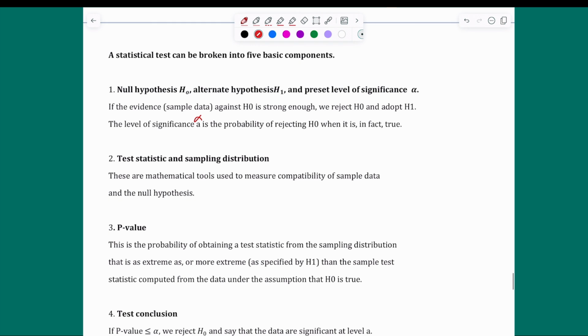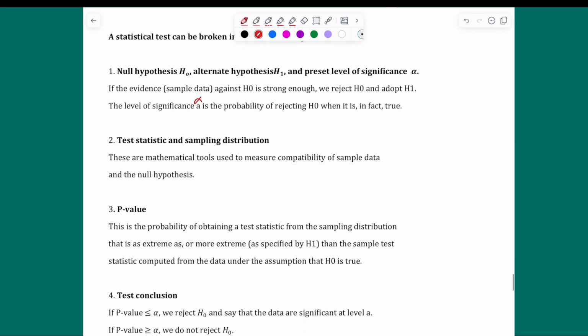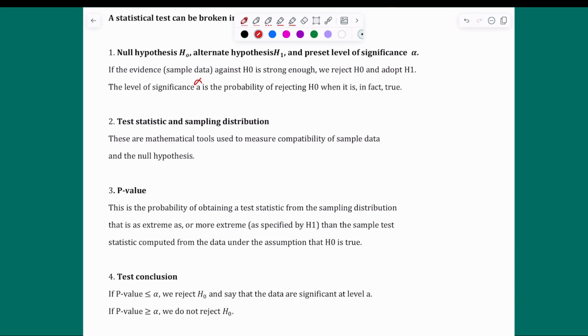The test statistic and sampling distribution are the mathematical tools used to measure compatibility of sample data and the null hypothesis. We compute the test statistic based on the sampling distribution we're using. So if it was a z-test, then we were using the standard normal distribution, and that's how we decided the test statistic. To find the p-value, you use that sampling distribution. This is the probability of attaining a statistical test from a sampling distribution that is as extreme as or more extreme, as specified by the H1, than the sample test statistic computed from the data under the assumption that the null is true.